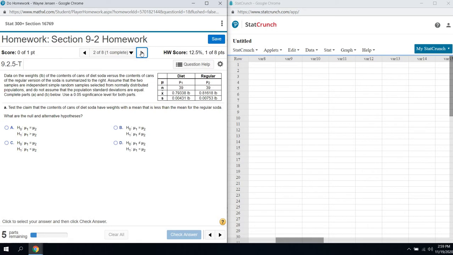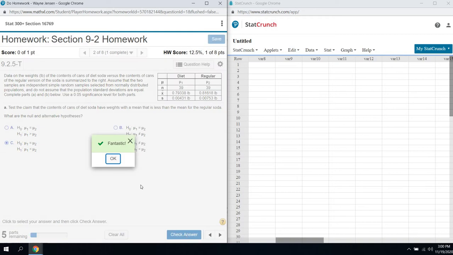And we're going to complete parts A through B below. Now what's the claim? The claim is there in A. Test the claim that the contents of the can of diet soda have weights with the mean that is less than the mean for regular soda. Okay, so they let the diet soda be number 1. That's good because that's what they mentioned first. And they want it to be less than. So I'm going to look at all my alternate hypotheses and look for a less than, and there's 2. Only one of which has the appropriate null hypothesis, because the null hypothesis has to be equal. We'll check our answer.